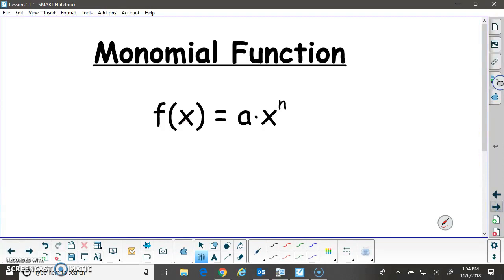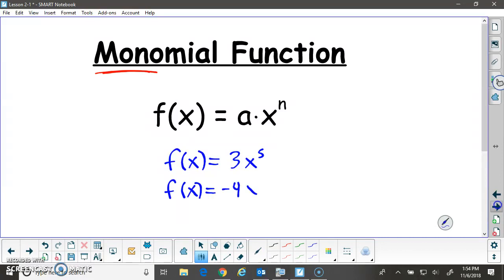So I want to talk to you about a monomial function. You guys have heard the prefix mono before. Mono means that there's only one term. And so every one of your functions is going to look like this. Some examples might be f of x equals 3x to the 5th, or maybe it might be f of x equals negative 4x to the 6th. So there's just going to be one term.